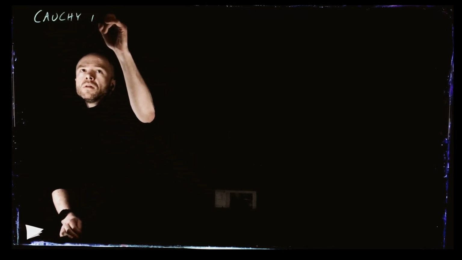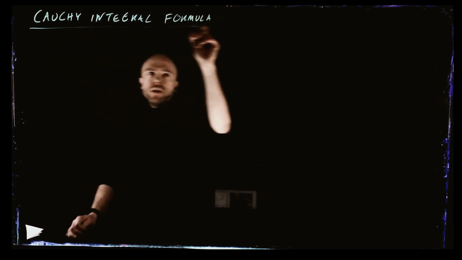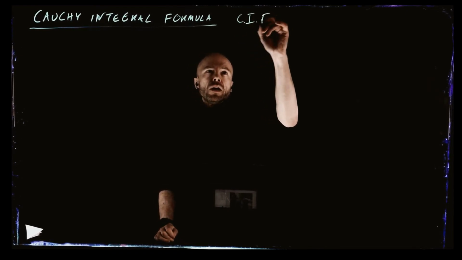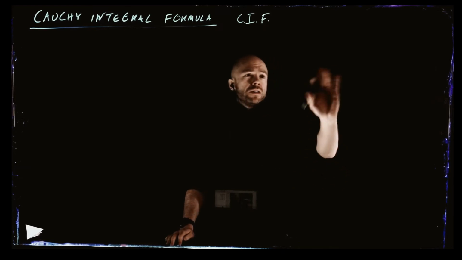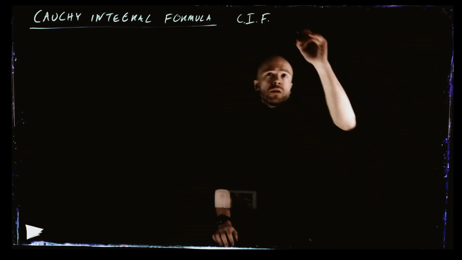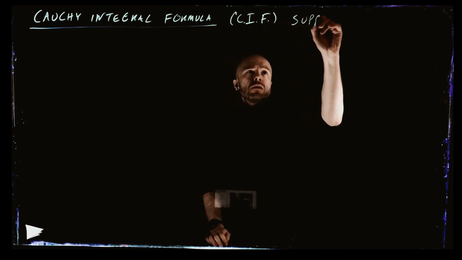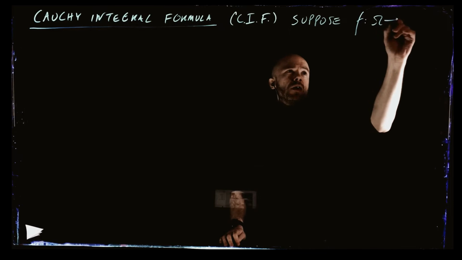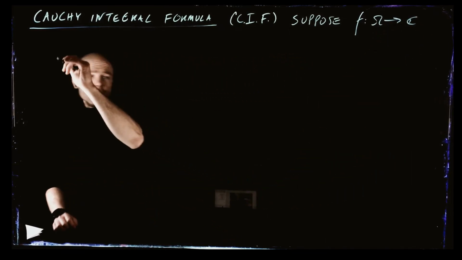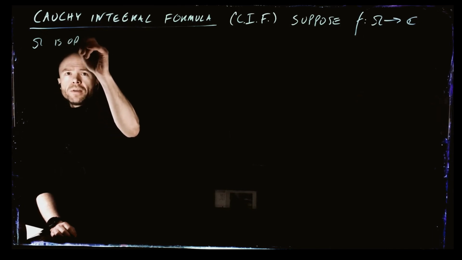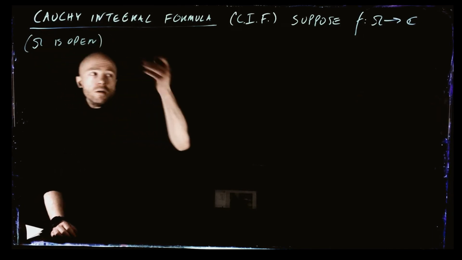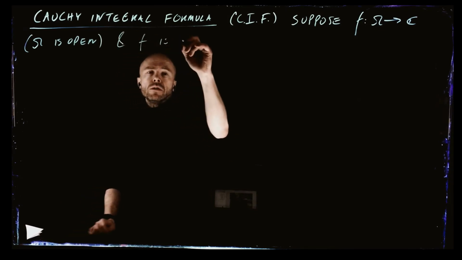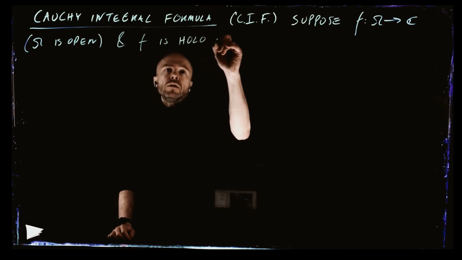Cool. All right, so now I'm going to use what keyhole contours are good for: the Cauchy integral formula. I'm going to abbreviate this to F because it's so fundamental. So what does this say? Suppose we have F from omega into the complex numbers. Omega is open as always. I'm going to forget to say that sometimes, but we're always going to be talking about open omega. And F is holomorphic on omega.